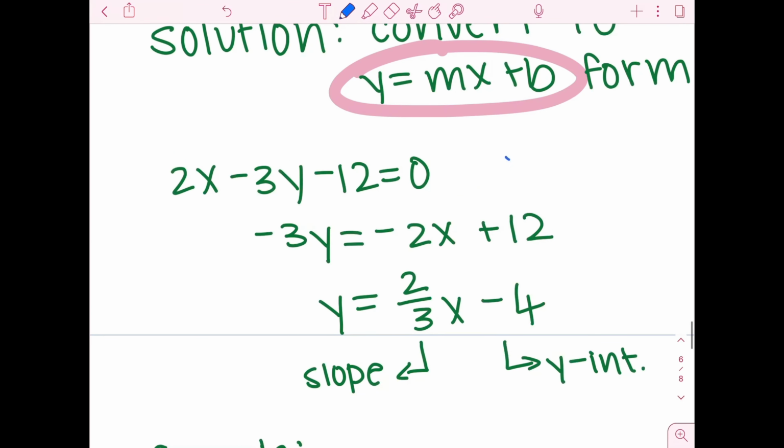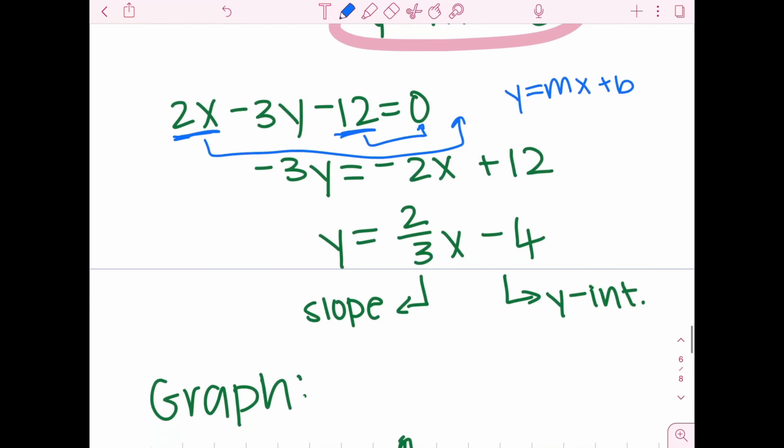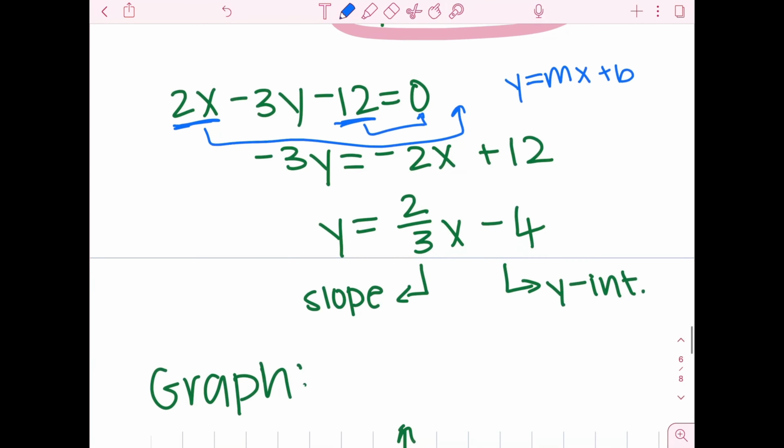In order for it to be y is equal to mx plus b, remember what we have to do. We have to move all of these terms, 2x and negative 12, to the right-hand side. So we're going to move this one over here, and this one over here. And then we're left with negative 3y is equal to negative 2x plus 12.